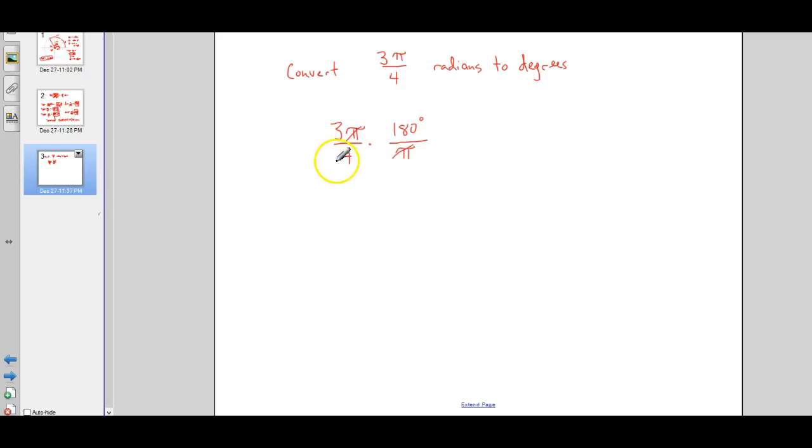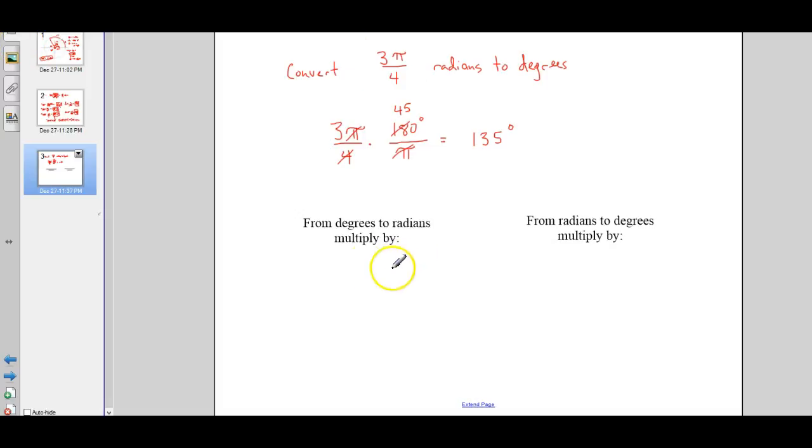Okay, so the pi's are gone. 4 will go into 180 45 times. And then it's 45 times 3 that's left over. So we end up with 135 degrees is the same thing as 3 pi over 4 radians. So when you want to go from degrees to radians, use pi over 180, and if you want to go back the other way, like we just saw here, it's 180 over pi. And that'll get you in the right format.